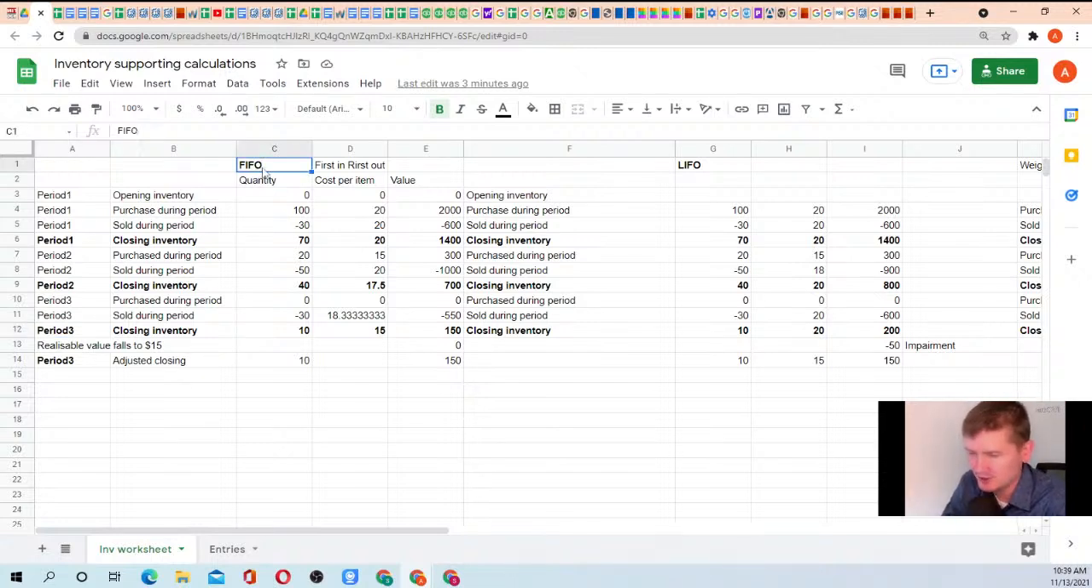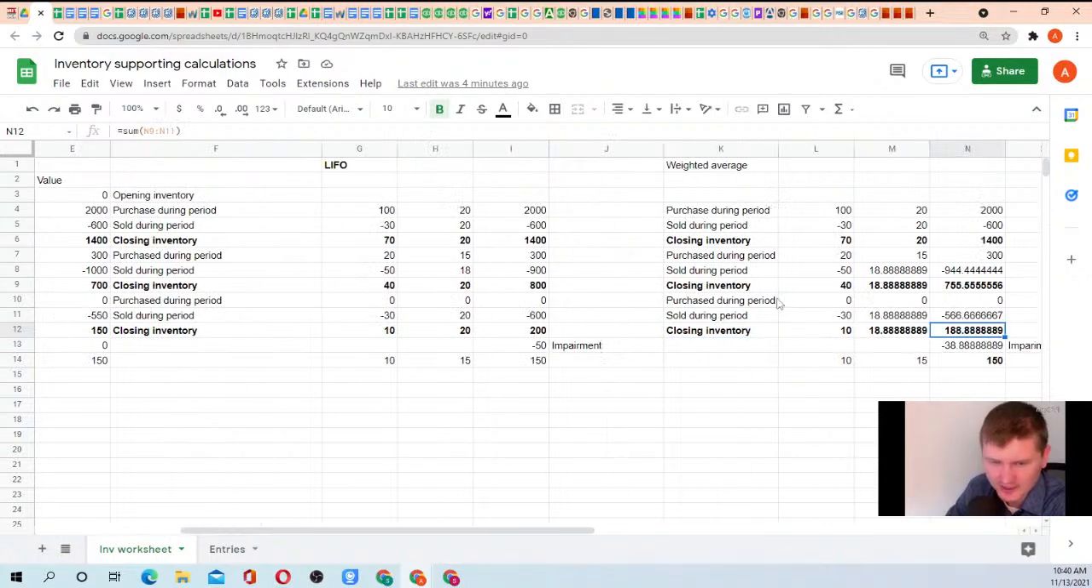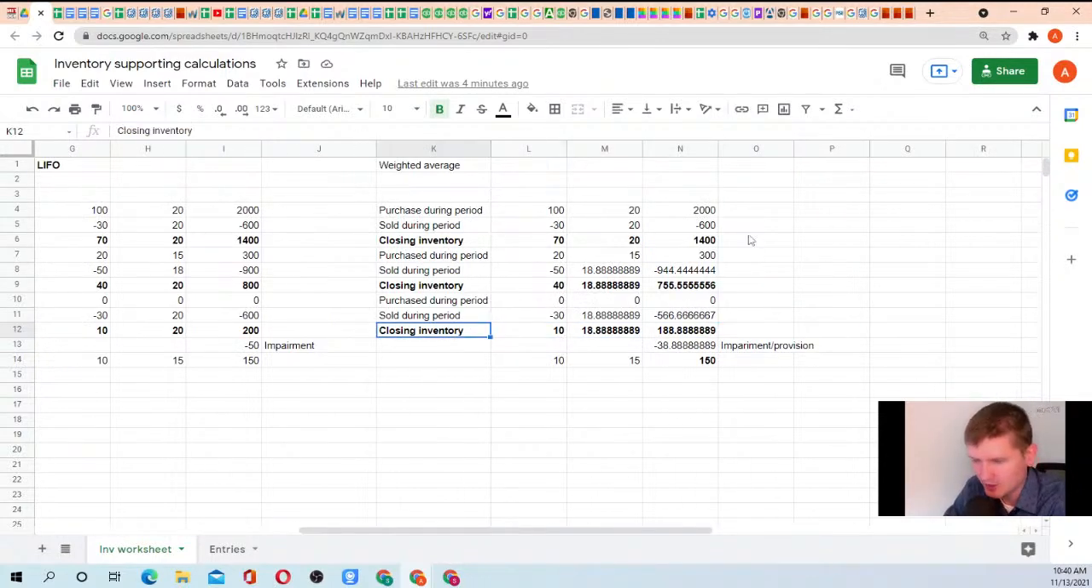In addition to the first in, first out method, there is the last in, first out method. And that's basically the opposite method. As you can see in the closing inventory here, I was left with 10 inventory items at $20 because that was my earliest purchase of inventory.